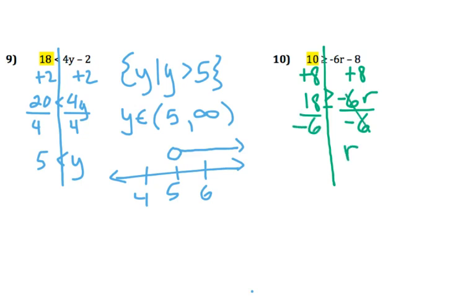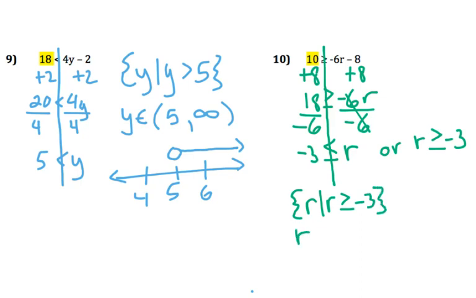So we're going to divide both sides by negative 6. That gives us r on the right side of our inequality. 18 divided by negative 6 is negative 3. But because we divide by a negative, this is when we flip our inequality. So negative 3 is less than or equal to r. We could also think of this as r is greater than or equal to negative 3. Putting this into set notation, we have the set r such that r is greater than or equal to negative 3.